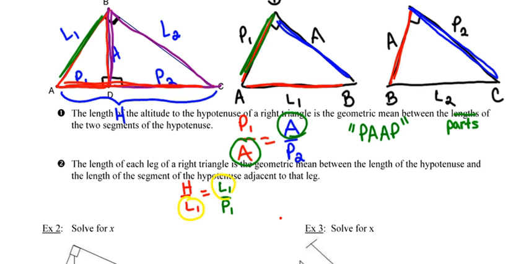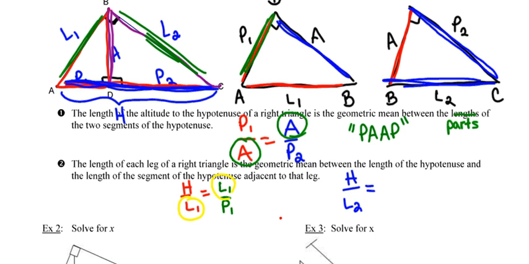Now some of you might be saying, but Ms. McKeon, what if we wanted to compare the length of this hypotenuse to the second triangle? Well, you can do that too. So if we compare the length of the hypotenuse to leg 2, that's going to be equal to what we get when we compare leg 2 to part 2. And again, notice that the leg, in this case the second leg in that big right triangle, is the geometric mean between the hypotenuse and its adjacent part.